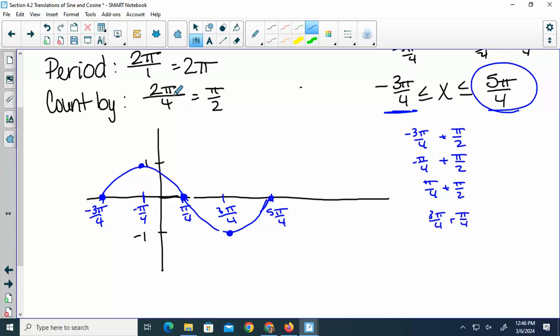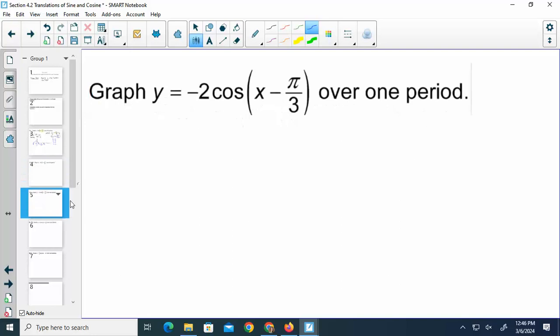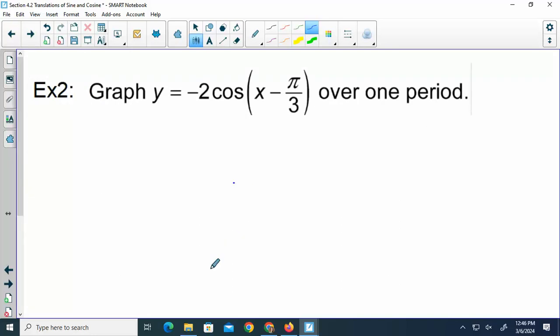Is this okay? Let's do another one of these. Let's do this one. I want cosine. I'm going to go right this time. So we start with all of our information.